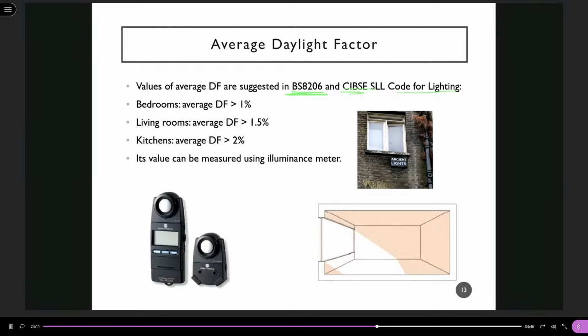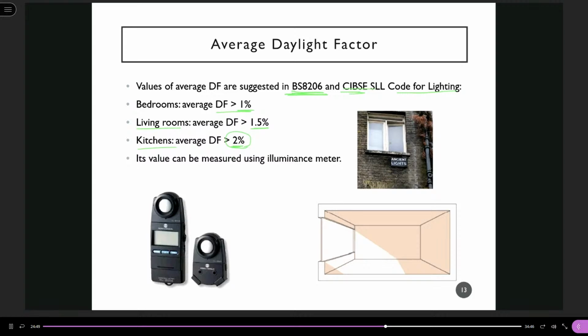Referring to these international codes, for the bedroom, the daylight factor should be larger than 1. For the living room, larger than 1.5. For the kitchen, it should be larger than 2. So you will see that the kitchen has a higher daylight factor requirement. It's because of the hygienic environment. We want the kitchen to be free of bacteria, and we know that sunlight and skylight can kill bacteria. So it is recommended that the kitchen should have a higher daylight factor.